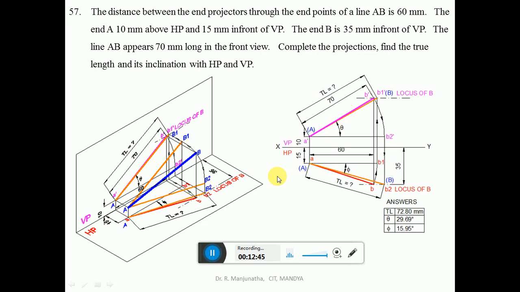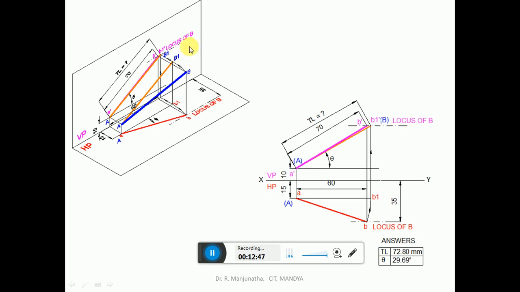Now we are going to analyze this step by step. In this first step, what we have considered is that point A is above HP and also in front of VP, and similarly the end point B is in front of VP by 35 mm, and he has given the horizontal distance between the end projectors. So we have drawn this so that you are going to cut the locus of B here. So you are going to get AB, which is the top view.